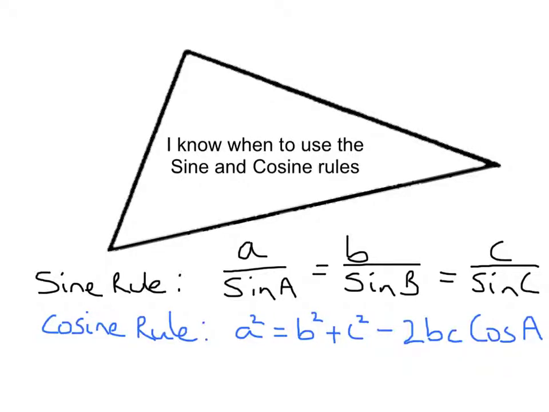In this video we're going to look at when we use the sine and the cosine rules. So you should already be familiar with the sine rule, which is a over sine A equals b over sine B equals c over sine C, and the cosine rule, which is a squared equals b squared plus c squared minus 2bc cos A. I'll be showing you when to use each of the rules, and a few little tricks and interesting things about the rules at the end.